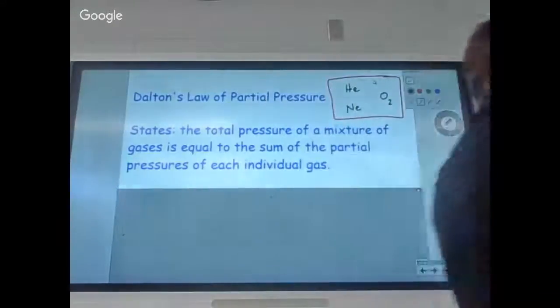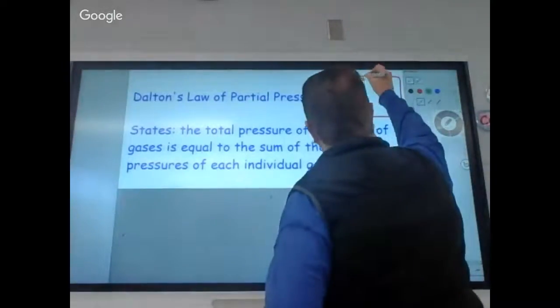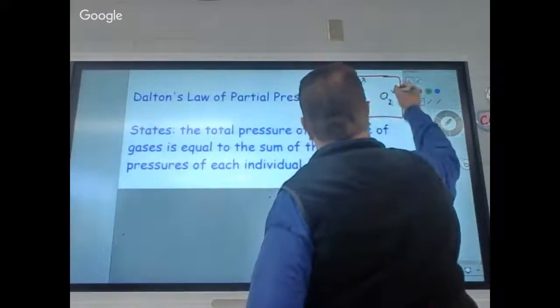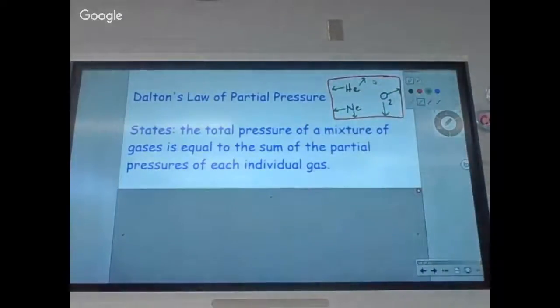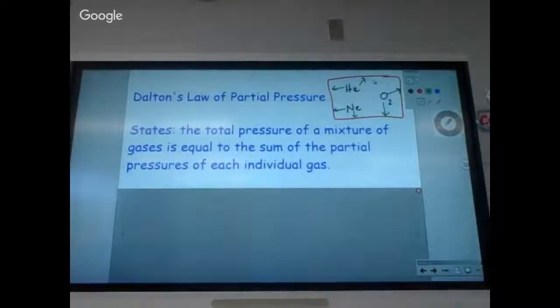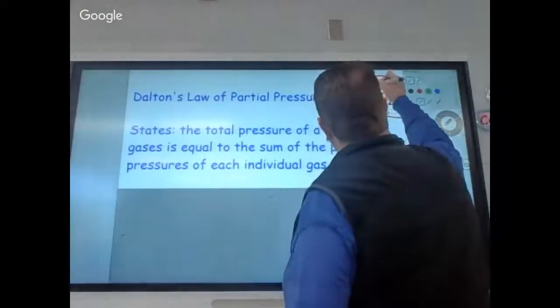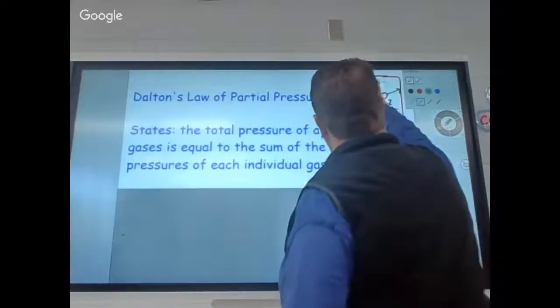All right, what creates the pressure inside the box? The particles bouncing off the walls. So when helium hits the wall, it creates pressure. When neon hits the wall, it creates pressure. When oxygen hits the wall, it creates pressure. What else do they do to create pressure besides hitting the wall? They hit each other, okay? So oxygen hits neon, it hits helium, helium hits oxygen, neon hits oxygen, and so forth and so on.